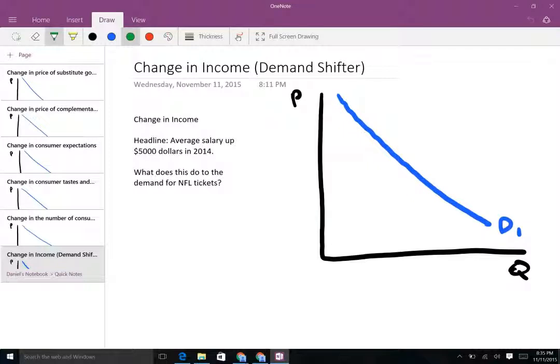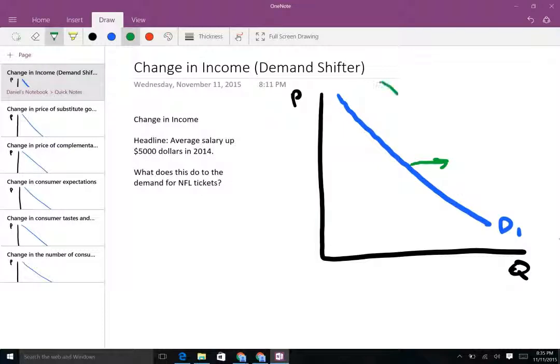People are going to use their money to go buy NFL tickets. So that will increase demand. It's going to shift the demand curve to the right. We'll draw our new demand curve here. There we go. So demand increases, our curve shifts to the right here.